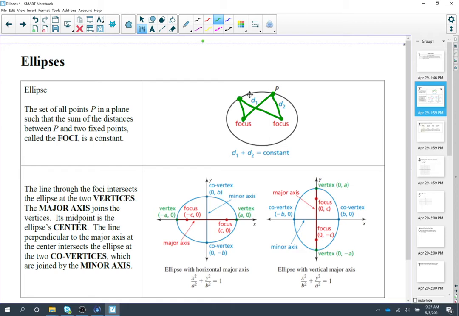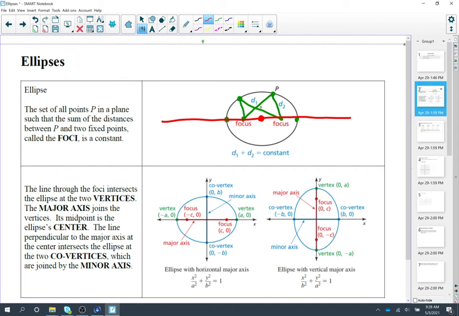Now, the line through the foci intersects the ellipse at two vertices. The major axis joins the vertices, and its midpoint is the ellipse's center. So what that means is out here you have a vertex, you have a vertex. You then connect with a horizontal line, in this case, the foci and the vertices, and that's your major axis. Right in the middle is your center.